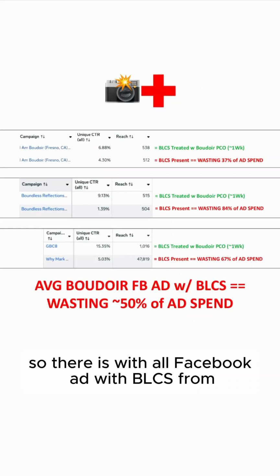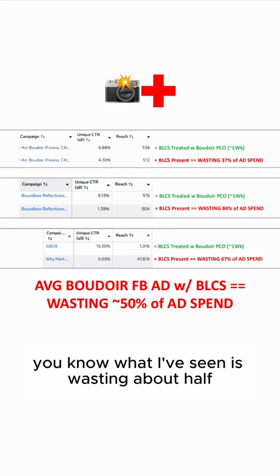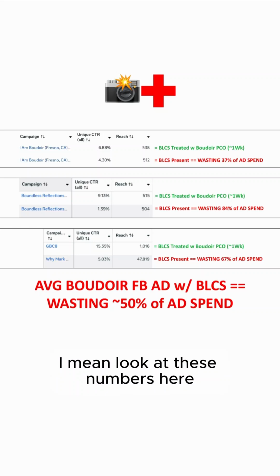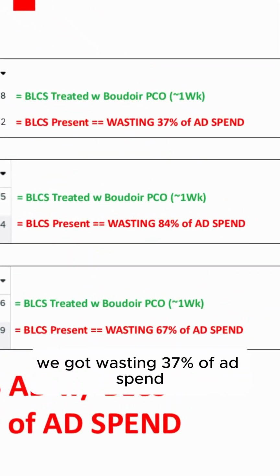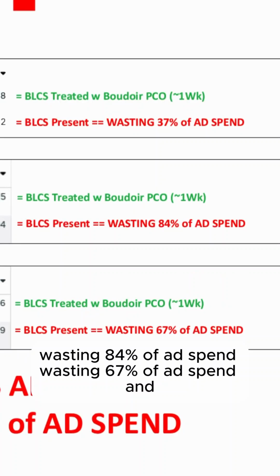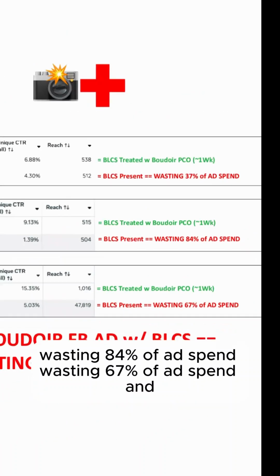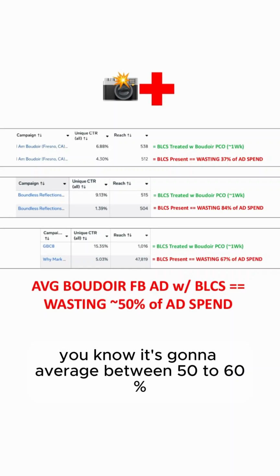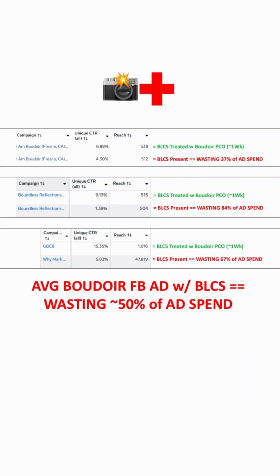So the average Boudoir Facebook ad with BLCS, from what I've seen, is wasting about 50% of its ad spend. Look at these numbers here. We got wasting 37% of ad spend, wasting 84% of ad spend, wasting 67% of ad spend. And you average these numbers, it's going to average between 50 to 60%.